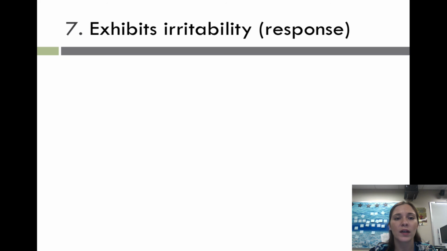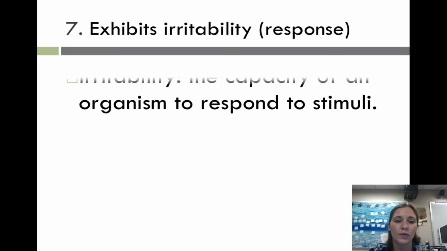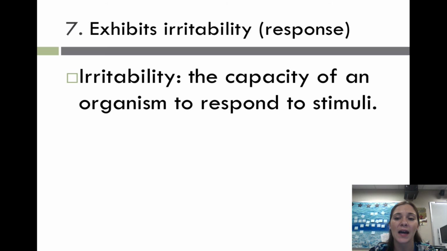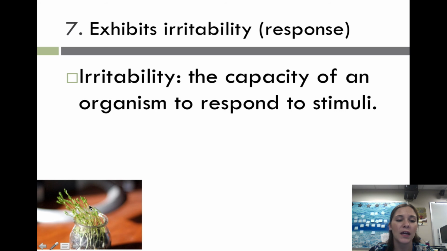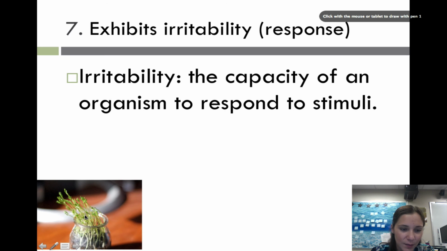Next, we're going to look at how organisms exhibit irritability, or response. Irritability simply means the capacity of an organism to respond to stimuli. For example, this plant can grow in the direction in which sunlight moves. As you can see here, the plant is bending, probably toward the direction the light is coming from. How humans respond, for example: when you're chilly, you put on a jacket to keep warm, or when you touch a hot stove and immediately jump back, that's a response to a stimulus. So again, irritability is also similar to response.